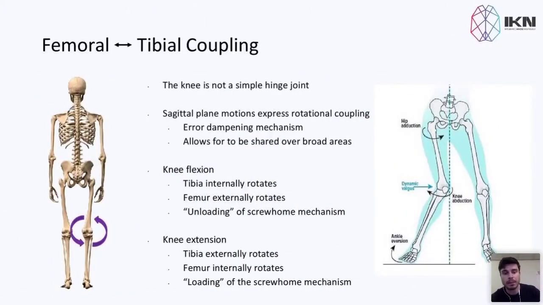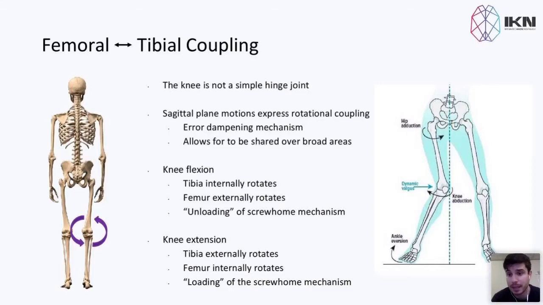So, looking at the coupling behavior between the tibia and the femur, the knee is not just a simple hinge joint. Again, I learned this in school as well, where you typically consider the knee as just a simple hinge joint where it bends, flexes and extends. But within a sagittal plane motion, the knee needs to express the capacity to rotate very, very slightly. And that's secondary to the shape of the femoral condyle.